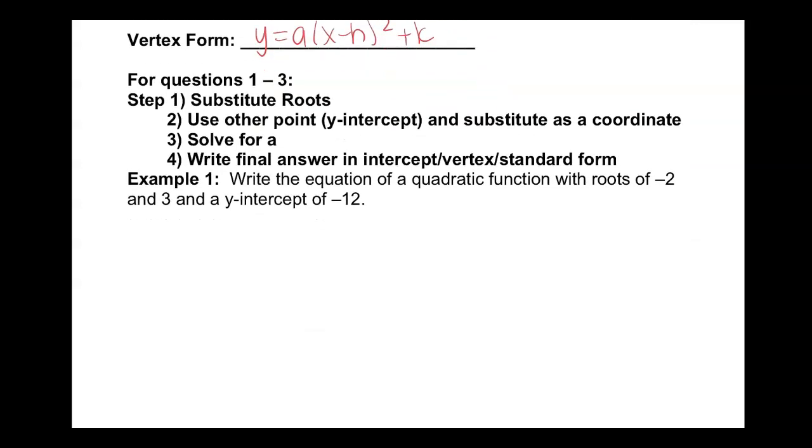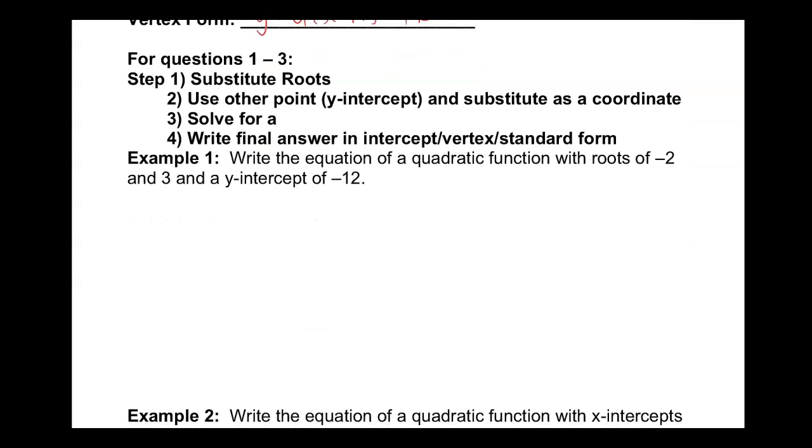So in the first group of questions, let's look at questions 1 through 3. In these questions, let's first read the example itself, and then we'll go through the steps. The very first question says, write the equation of the quadratic function with roots -2 and 3 and a y-intercept of -12. Well, there's something very interesting in this. It already gives us our roots.